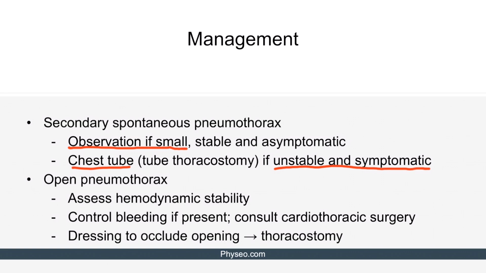Patients with open pneumothorax need to be assessed for hemodynamic stability. If bleeding is present due to trauma, then bleeding should be controlled. In addition, cardiothoracic surgery should be consulted. Lastly, a dressing should be used to occlude the opening, followed by thoracostomy for decompensation.